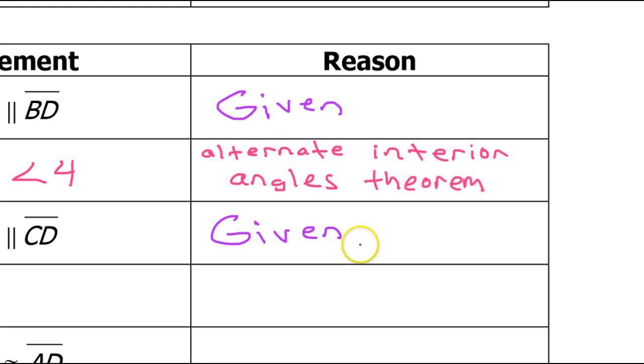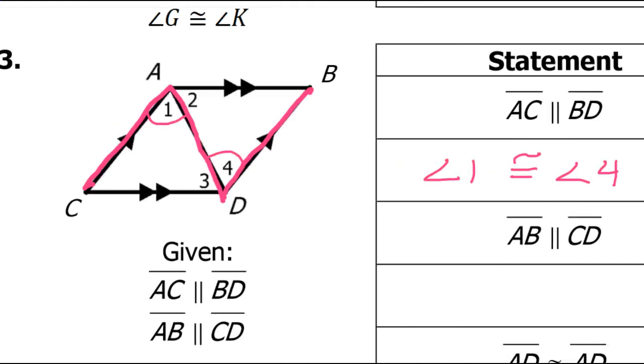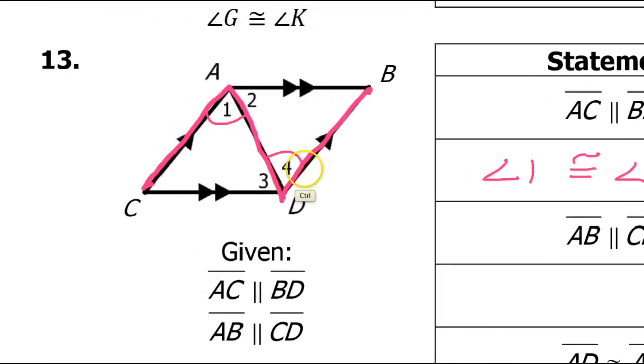we say alternate interior angles theorem. Do not simply say alternate interior angles are congruent. Don't say that, because alternate interior angles are not always congruent, only when the lines are parallel. So that's the alternate interior angles theorem.